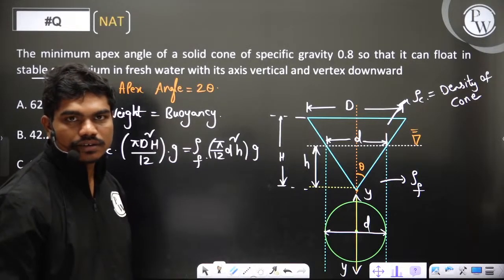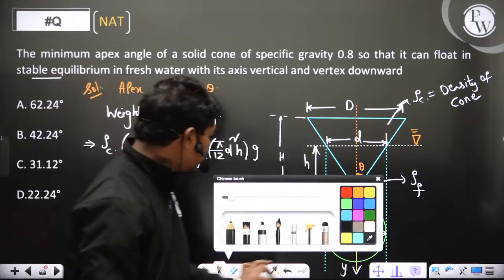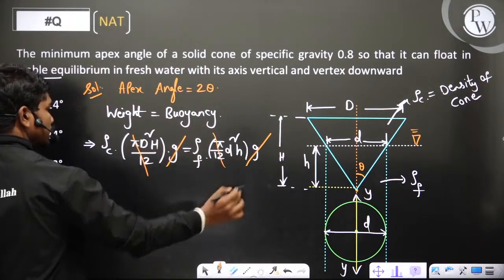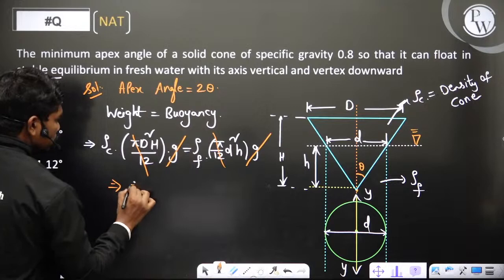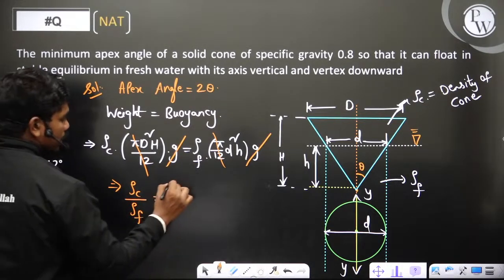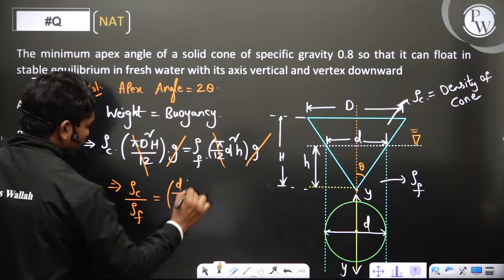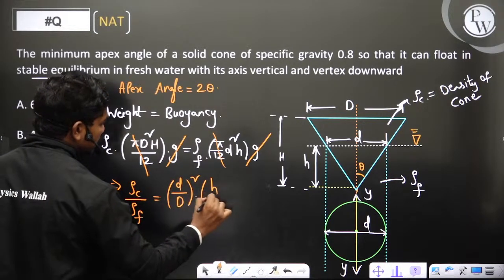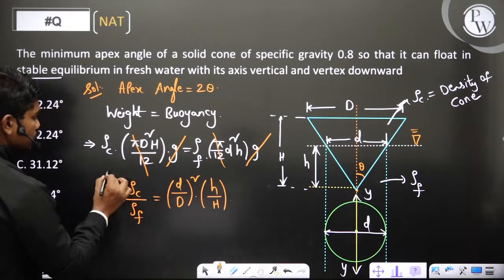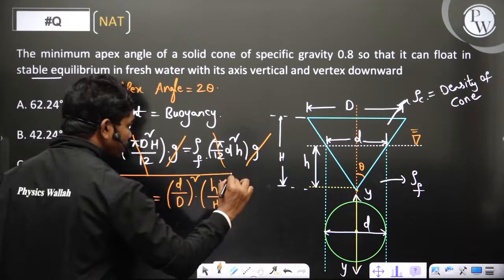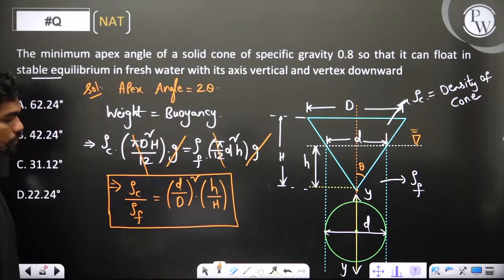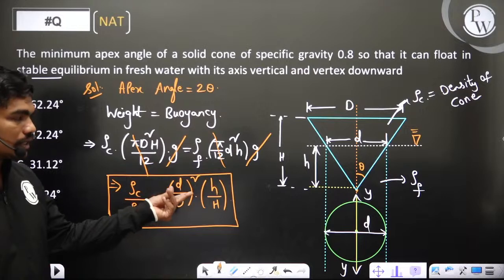Okay, fine. Now let's see certain things. g and pi by 12 get cancelled. So rho c by rho f is equal to d by D whole square into h by H, obviously. Okay, so this is what you have. This is the equation. So density ratio is equal to this expression. Both are dimensionless. So this is the expression, d by D whole square into h by H.